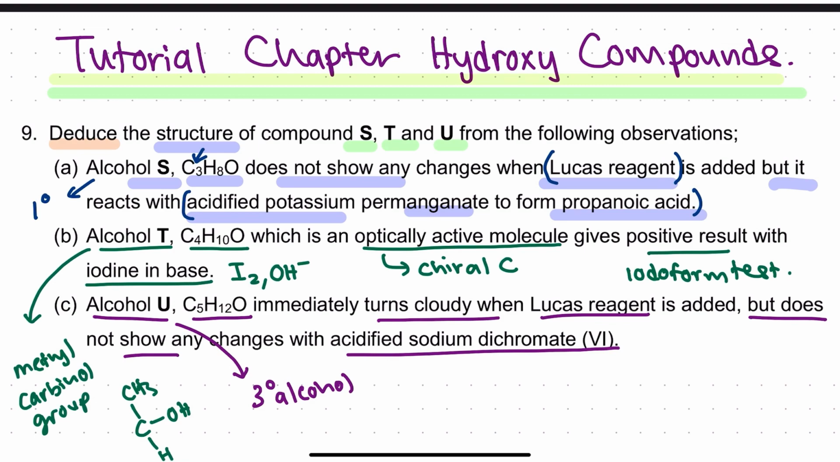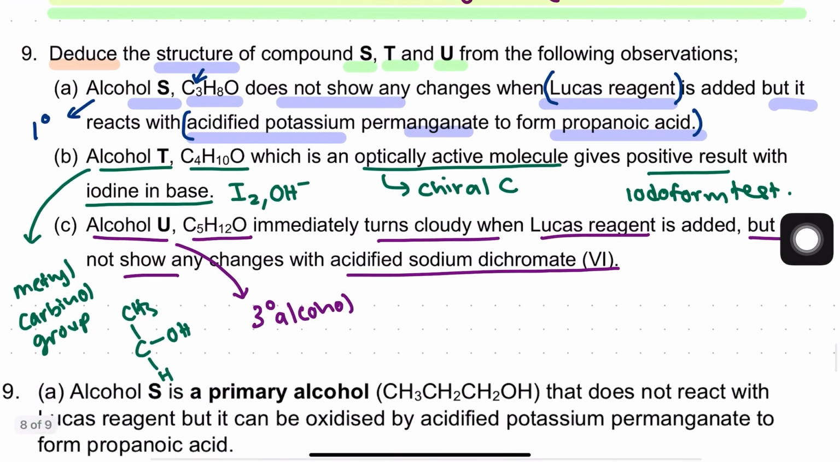So now we are going to deduce all these 3 structures, and for the observations given, for example, they have mentioned Lucas reagent and oxidation with acidified potassium permanganate to form propanoic acid. So we have to include these points as well when we are deducing the structure of S. Without these 2 points mentioned, or either one of the points, you won't get your marks. So make sure we give back whatever is stated in this statement over here. So let's look at how the answers are constructed.